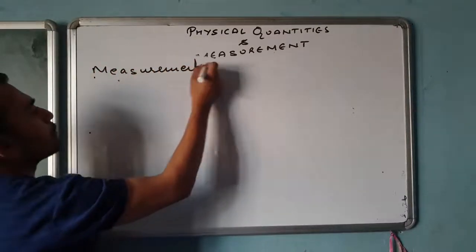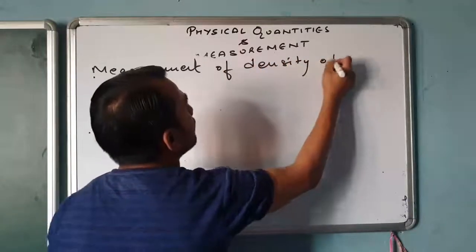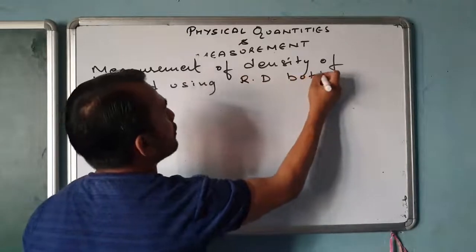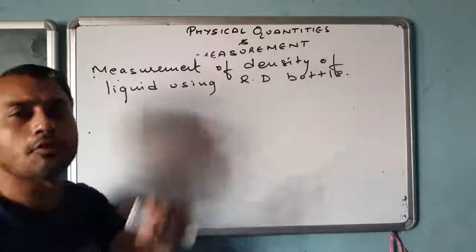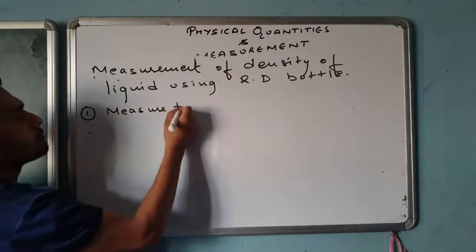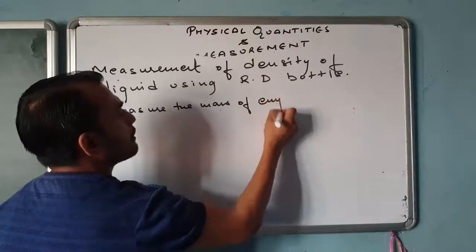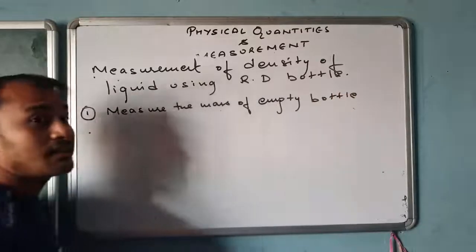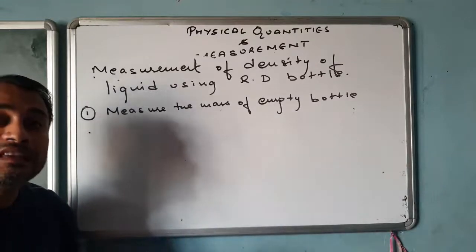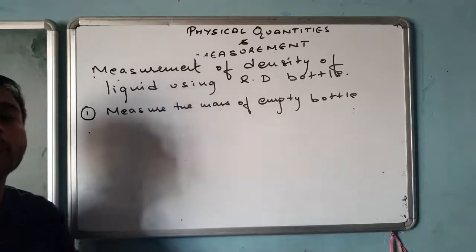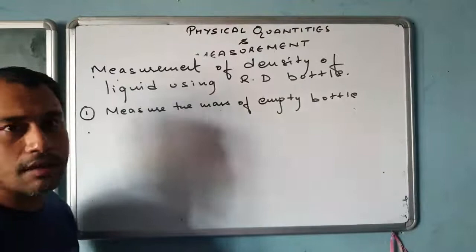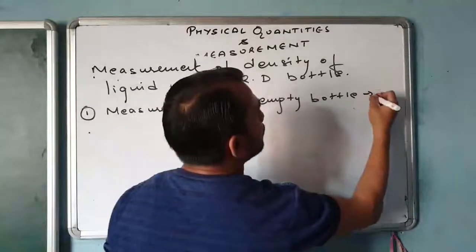Measurement of density of liquid using relative density bottle, or we also call it a specific gravity bottle, or simply a density bottle. Number one, what we first do is measure the mass of the empty bottle. Remember, when I say empty, the bottle should be completely dry, because small droplets of water will also increase the mass of the bottle, owing to which the numerical value of the density of the liquid may not be correct. Hence, when we are measuring the mass of the empty bottle, we need to make sure that the bottle is completely dry. So we measure the mass of the empty bottle and we call this M1.